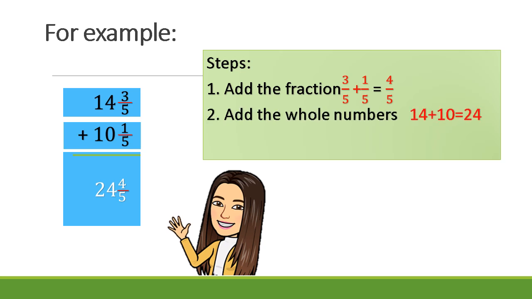Step 2. We add the whole numbers. 14 plus 10 equals 24. In step 3, the sum is 24 and 4/5. Notice that the fraction is already in the simplest form. So that is our final answer, 24 and 4/5.